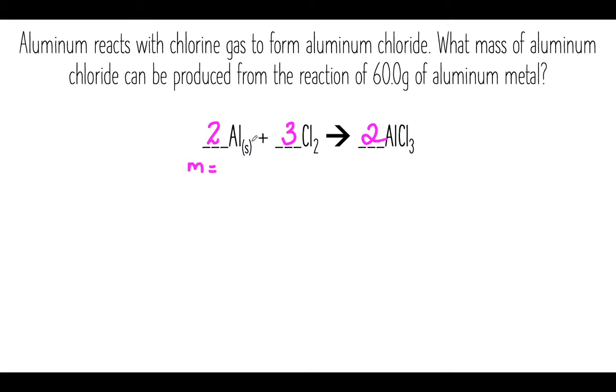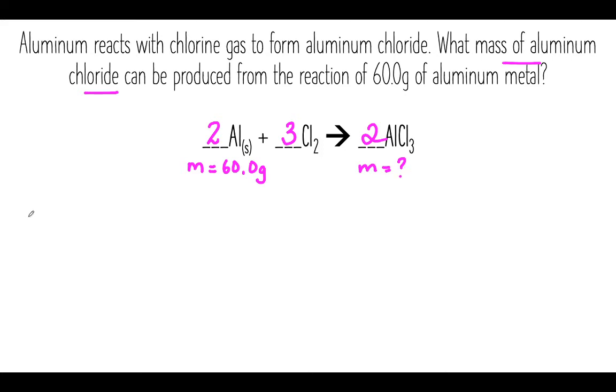Just like I did in my previous question, I'm going to write down all of my given values underneath whichever chemical compound that I'm given it for. So in this case, 60.0 grams of aluminum metal. So I'm given this value here. And I'm asked to find the mass of aluminum chloride. So mass of aluminum chloride is question mark.